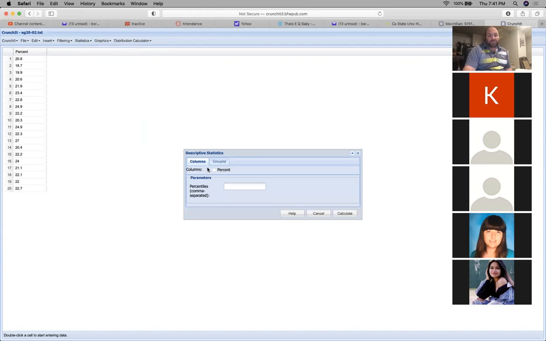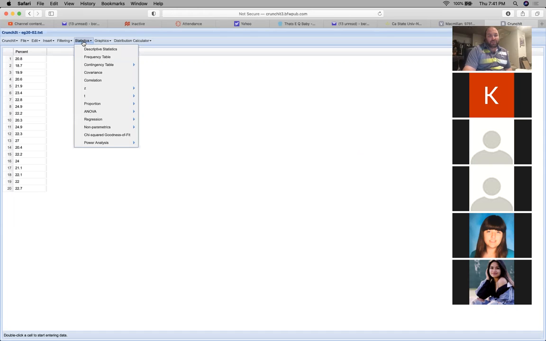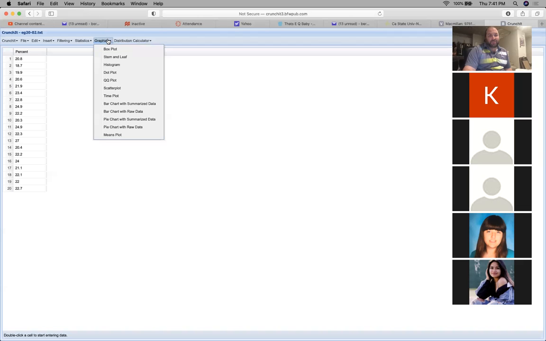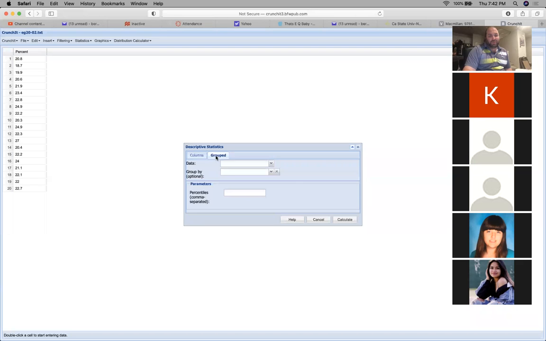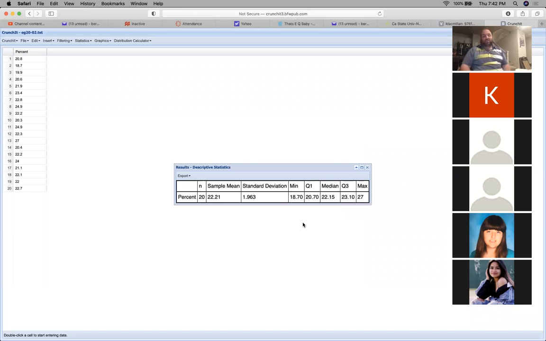First, let's do descriptive statistics. What do I want here? No, that's not what I want. Okay, let's find what I want. I want to calculate the mean. I would think it's just descriptive statistics, but maybe it is. I don't know. Oh, okay, there. I just said calculate.